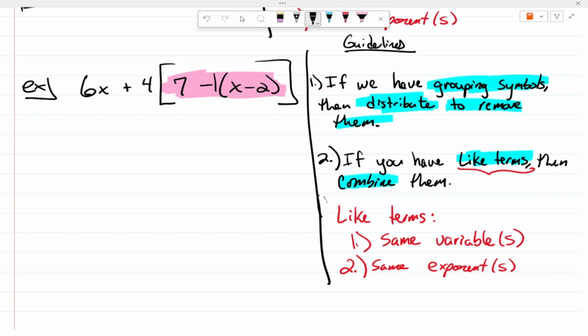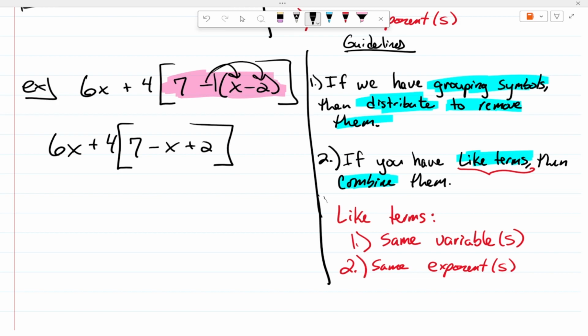Start with the innermost. So 6x plus 4 bracket 7, and we're going to distribute that minus 1. So we get minus x plus 2. Now, within the grouping symbol, we're still going to simplify as much as we can. So we go down to step 2, which is, do you see like terms? And the answer is yes. In fact, here they are right here. You got a 7 and you got a 2. They're constant terms. So we get 6x plus 4 bracket negative x, and then 7 plus 2 is 9.